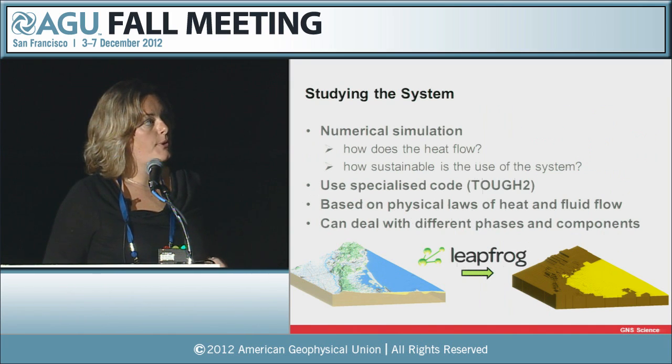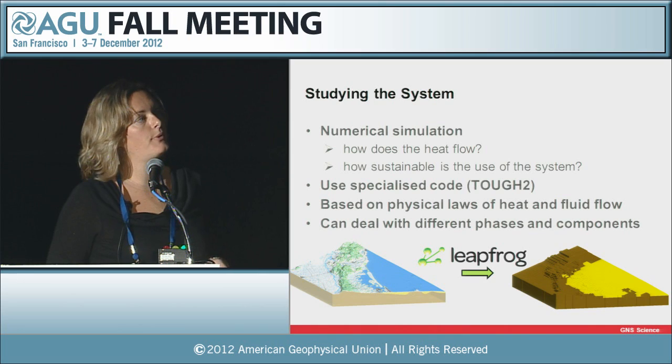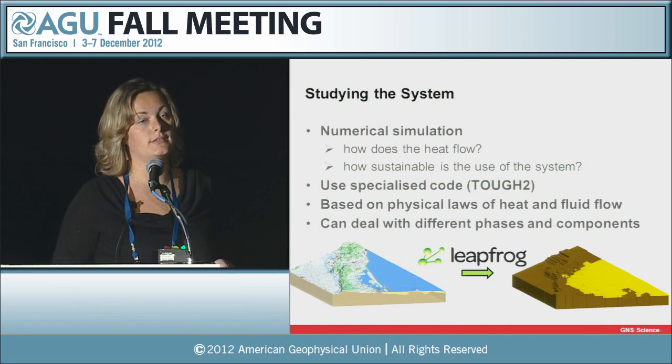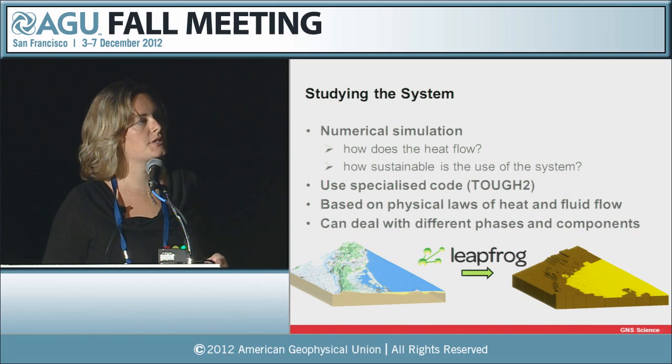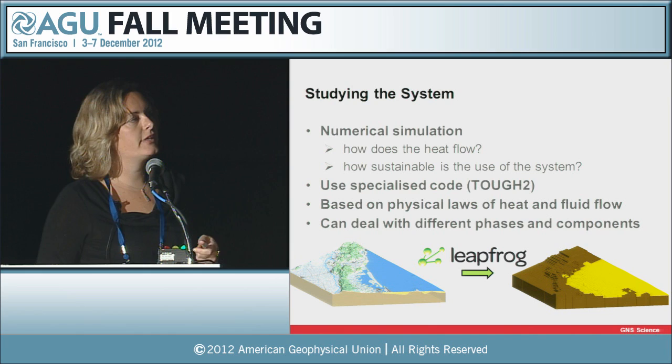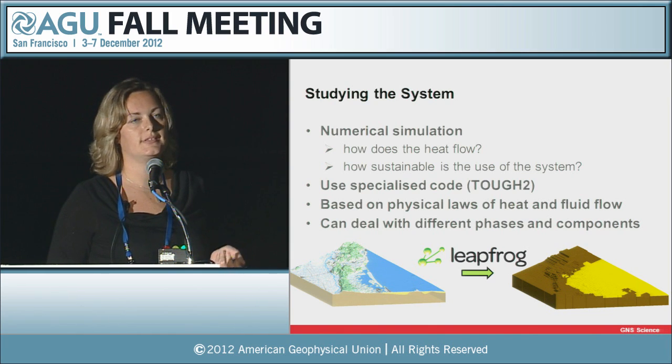So I've used a numerical simulation to answer two main questions. How does the heat flow through the system, and how sustainable is the current use? And to do this, I've used a specialized code called TOUGH2, which is based on physical laws of heat and fluid flow, primarily an adaptation of Darcy's law. And it can deal with different phases and components. In this case, I was just dealing with water and air.